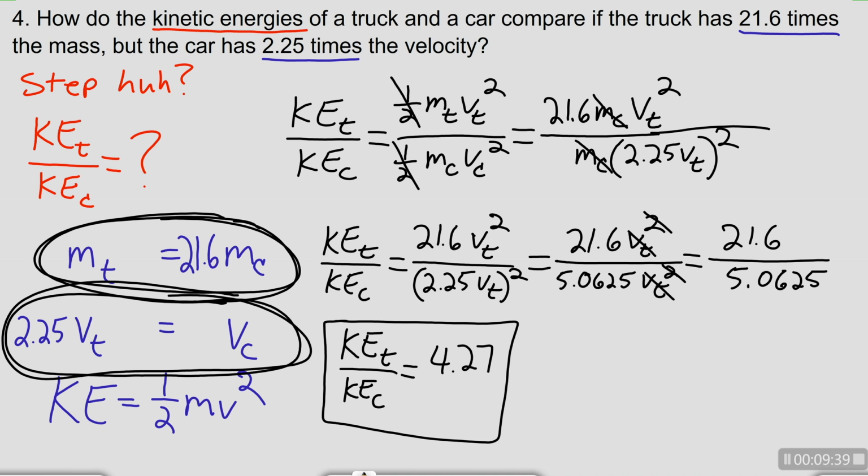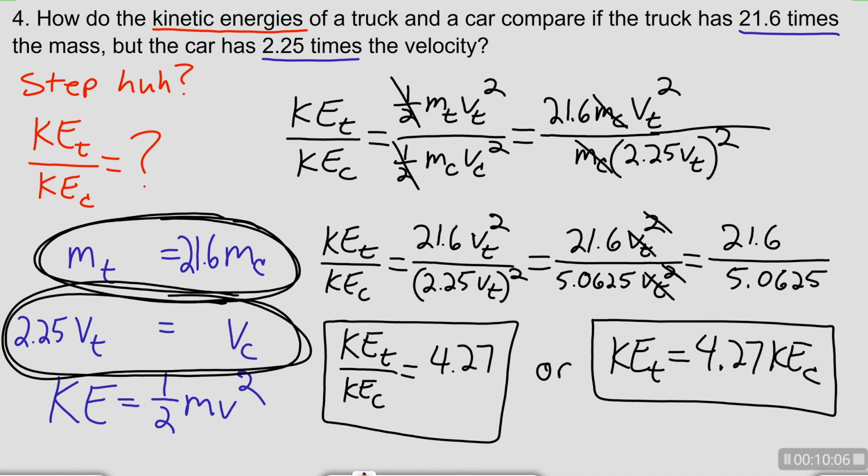So you can put a box around it. You can be done just like that. That's one way of writing your final answer. Another way of doing this, that might make a little bit more sense, or at least the idea just kind of reads a little bit easier, is if we multiply both sides of this by KE sub c, that's going to give me KE sub t is equal to 4.27 KE sub c. So this is another acceptable way to write your answer.